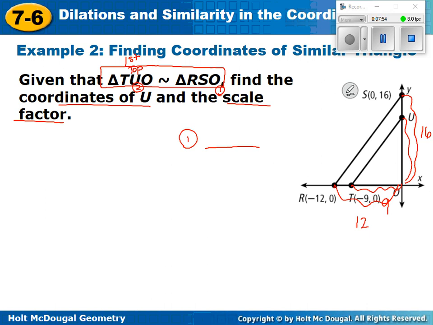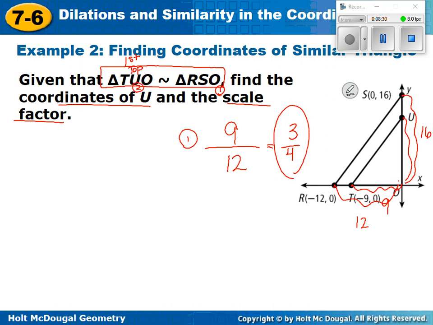So TUO, what's the side length that corresponds to triangle TUO? The 9. TUO is the smaller one, so we're going to put 9 on top. And it corresponds with what side? 9 corresponds with 12. And then reduce. What is our scale factor? 3/4. Any questions on the scale factor?